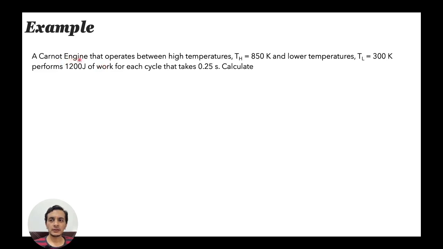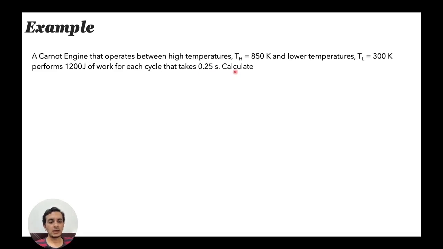In this example, the Carnot engine, as you know, has two reservoirs. It operates between two temperature reservoirs, a high temperature reservoir and a low temperature reservoir. Here, the high temperature reservoir is at 850 kelvins and the low temperature reservoir is at 300 kelvins. So when it absorbs some heat energy from the high temperature reservoir, it performs 1200 joules of work during one cycle, and the cycle takes 0.25 seconds.